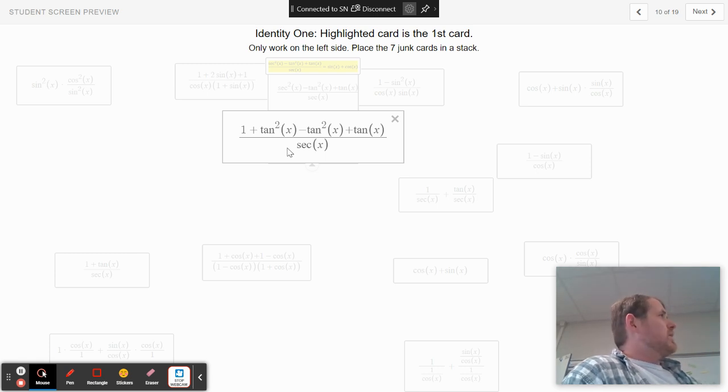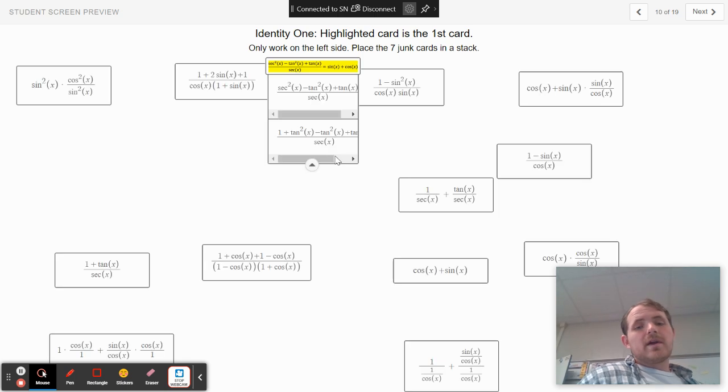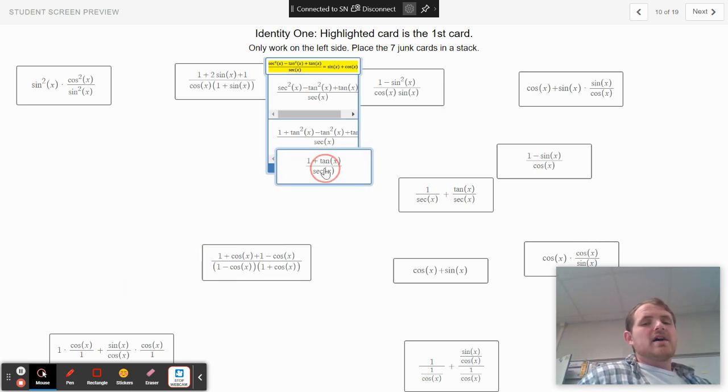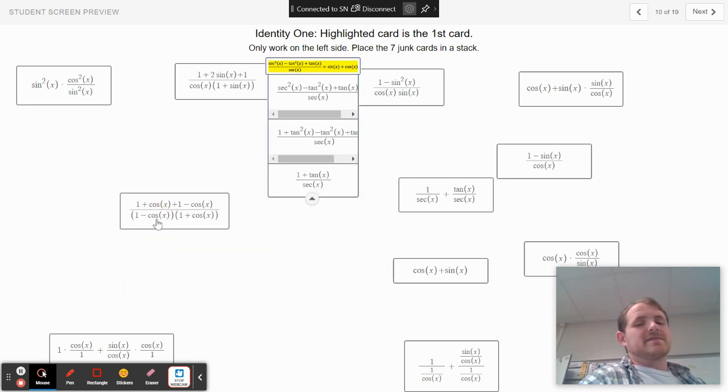As you look at that, what do you see is true about the 2 tangent squareds? They're going to cancel. One's a plus, one's a minus. So they're gone forever. All right. So that top becomes 1 plus tangent all divided by secant. And again, that's because those 2 tangent squareds become 0.